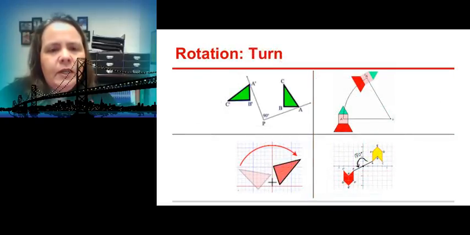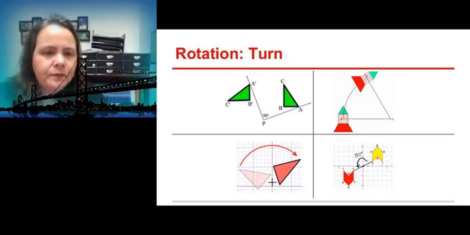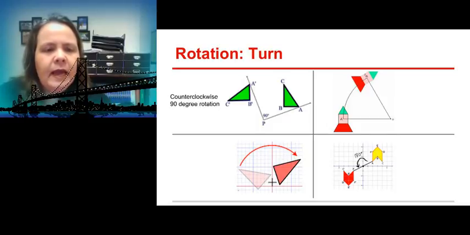Now let's look at a rotation. A rotation is nothing more than a turn, and it can go clockwise or counterclockwise, depending on which way you turn a figure. Let's look at this first one. We have A, B, C, and then A prime, B prime, and C prime. Here we have an angle indicating how far we have turned it. In this case, it's 90 degrees. And this went the opposite of the hands of a clock. So this would be a counterclockwise 90-degree rotation, because it moved backwards from the hands of a clock.